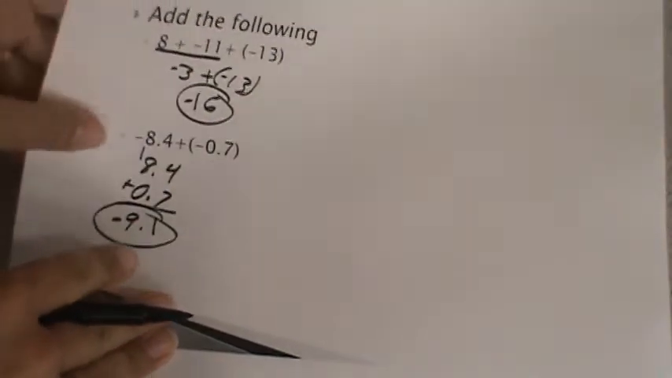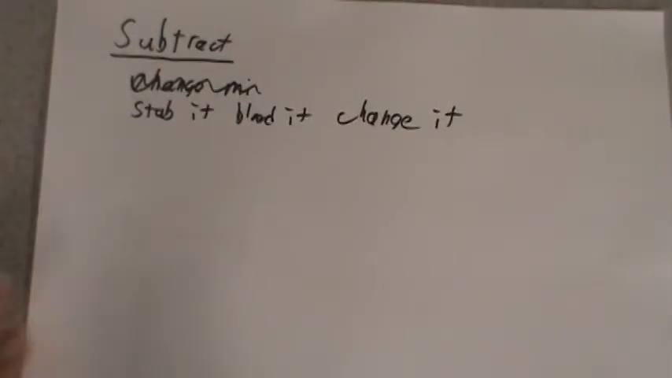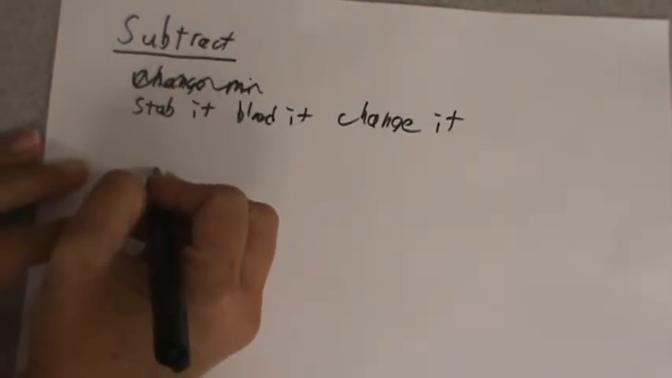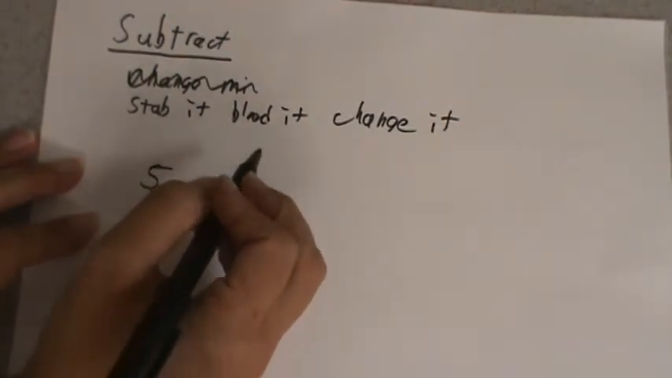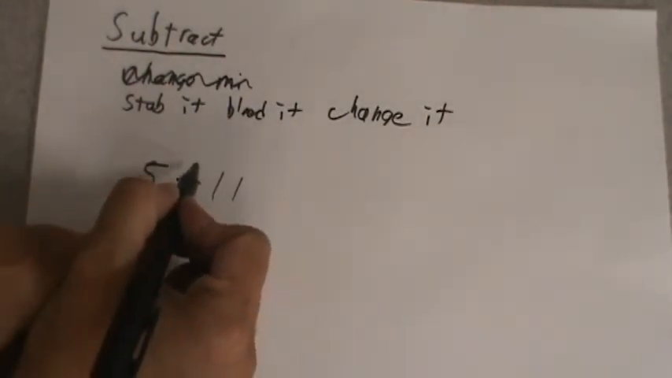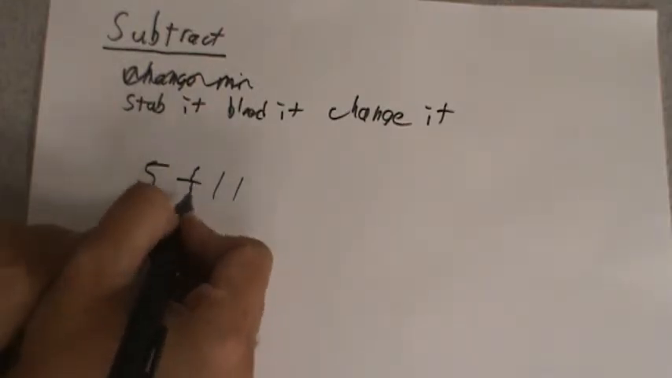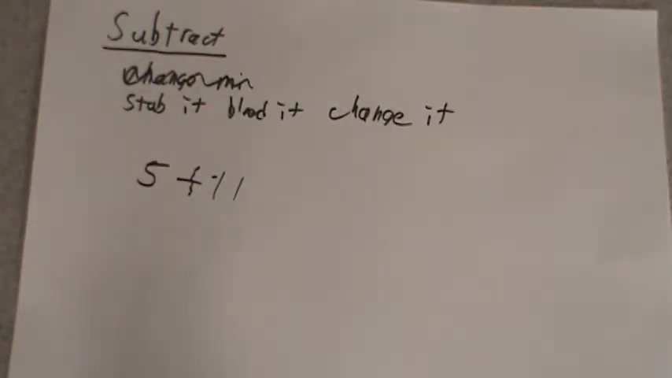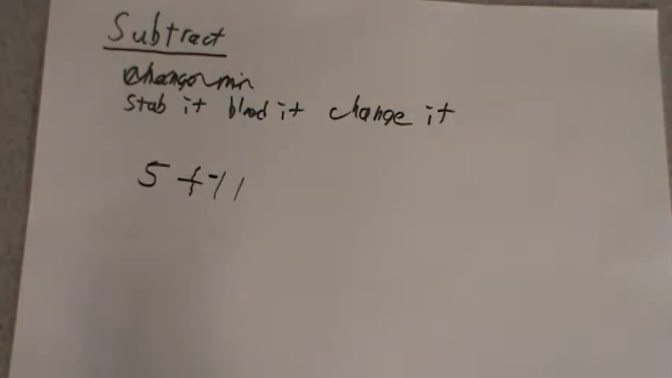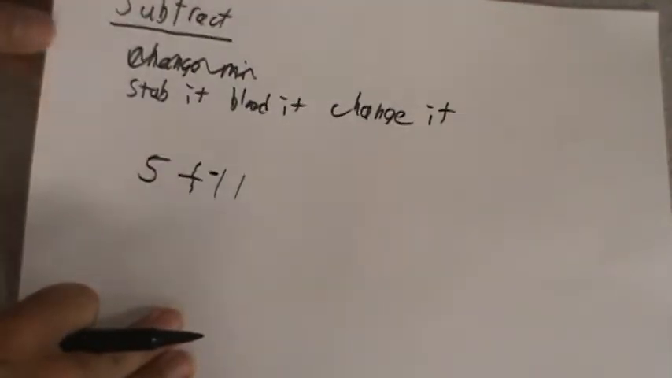So that's addition. Next we want to talk about subtraction. With subtraction, I have a phrase: stab it, bleed it, change it. What that means is when we have 5 minus 11, you're going to take the minus sign, we're going to stab the paper, we're going to bleed it down, and then we're going to change the number directly after it. So you make the minus to a plus, and then the number directly after it turns to a negative. You change that sign. And then we would combine 5 plus -11.